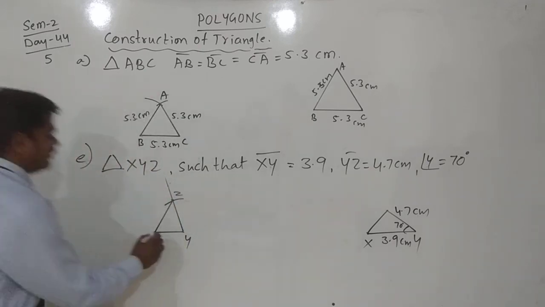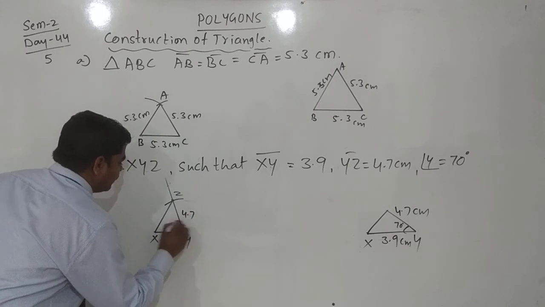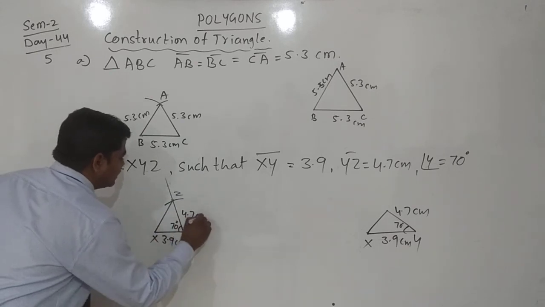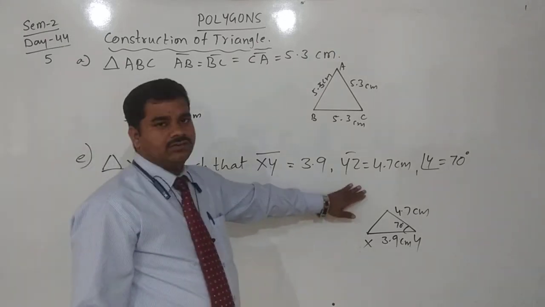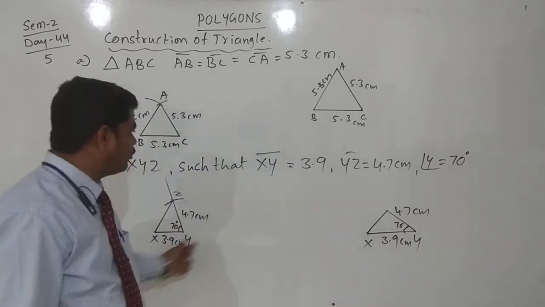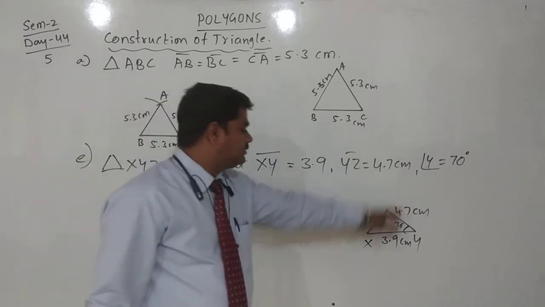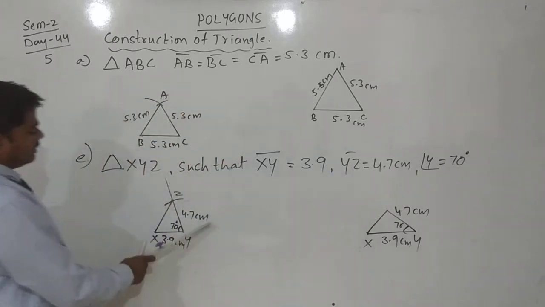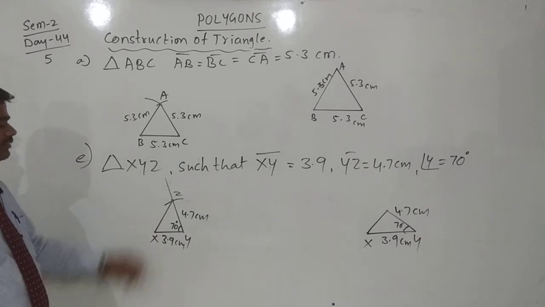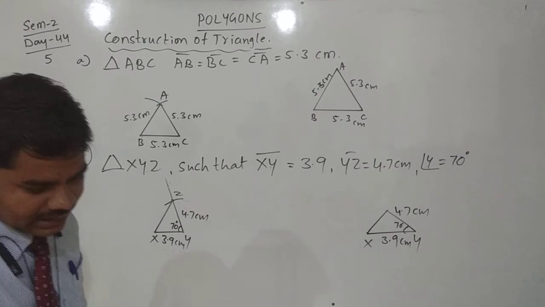centimeter. 4.7, this is 3.9. 4.7 centimeter with angle 70 degree. This is a given figure. This is the triangle constructed for given values, measurements. XY is equal to 3.9. YZ equals to 4.7 and angle Y is equal to 70 degree. This is rough diagram. This is the given diagram with the exact measurements. Write down these two.